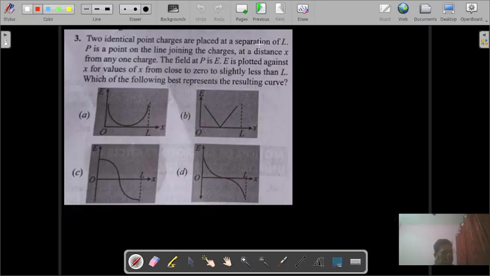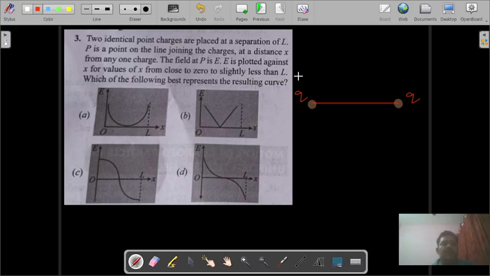Now I move to the next question. Two identical point charges are placed at a separation of L. So we have two identical charges. Let this be charge Q, this charge Q. They are separated by a distance L. P is a point on the line joining the two charges at a distance x from any charge. So you get here a point P which is at a distance x from any charge.